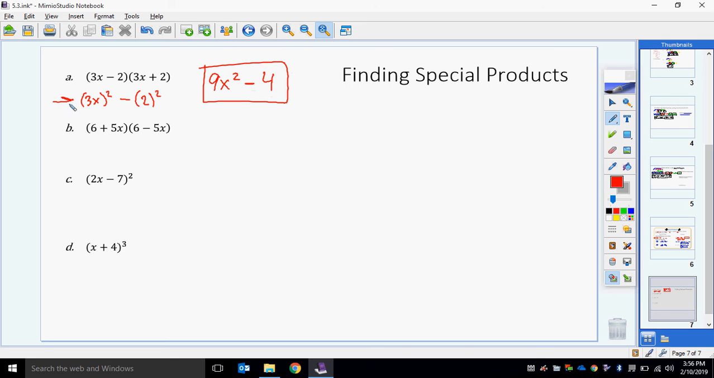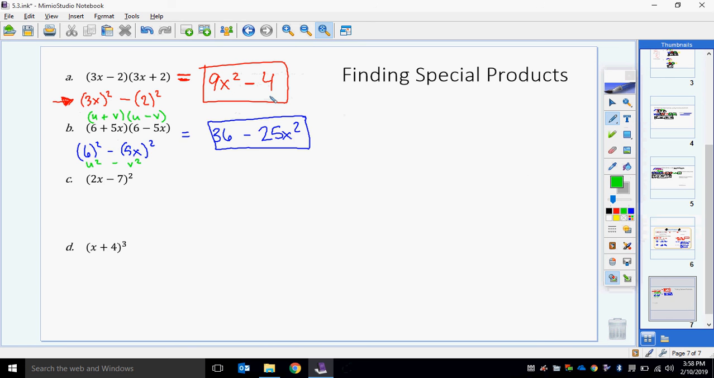So this part you don't have to write. I'm just writing it out for you so that you can see how I'm getting my final answer. So this equals that. And I didn't have to FOIL. If I did FOIL, and I would simplify it, I would get 9x squared minus 4. So if you did FOIL, that's fine. You'd get the exact same answer, it just takes you longer. Go ahead and try part B. Again, this is just like part A, but except different numbers. So best of luck. Okay, hopefully you came out with 36 minus 25x squared.